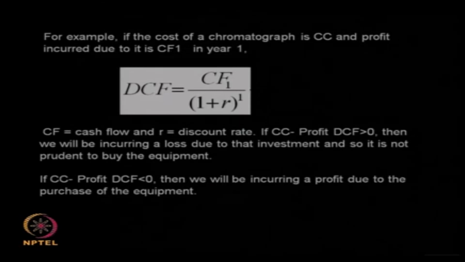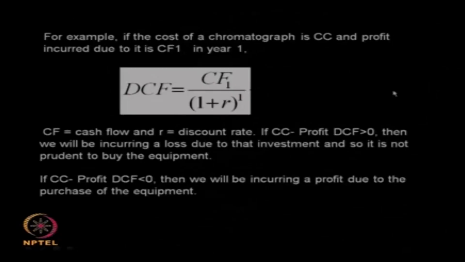So you can extend this to many years. If I am going to get a profit from the chromatograph in the next year, the year after next, the third year, fourth year, fifth year, I can bring all those profit amounts into the current value and see whether overall I am making a profit or a loss. Why do you need to do this? Because you are buying the chromatograph today, but your profit is coming next year, year after next, third year, fourth year, and so on. That is why you need to bring all that money into today's current value.